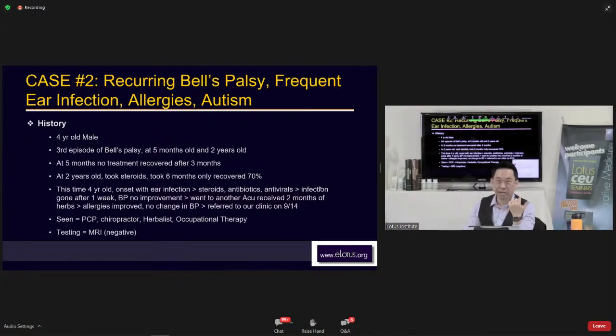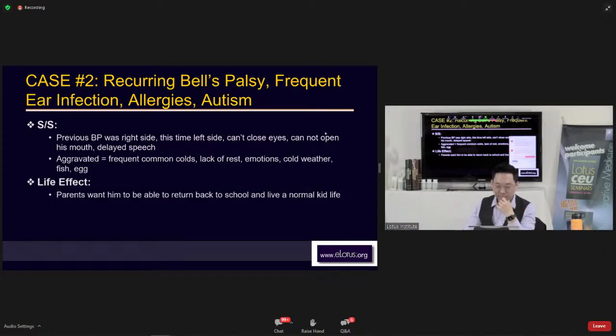This was literally last year, September 14th. Seeing PCP, chiropractor, herbalist, occupational therapy. They did an MRI. It was negative. So nobody knew what to do. Previous Bell's palsy was on the right side. This time, left side. This kid is just not fitting the standard Bell's palsy that we treat in adults, right? He can't close his eyes, cannot open his mouth, delayed speech.